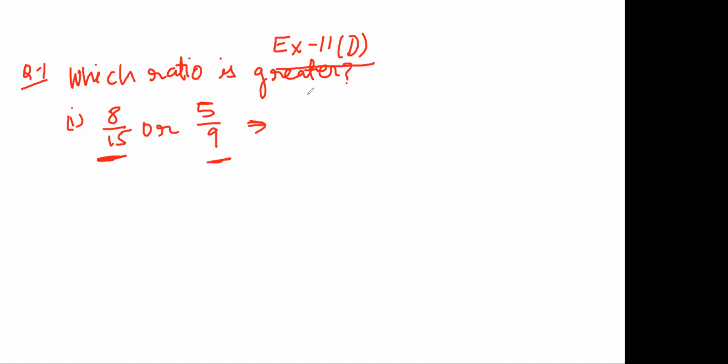Cross multiplication means we have to multiply 8 with 9 and 15 with 5.